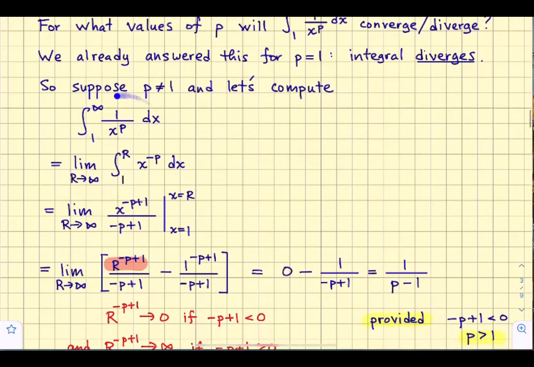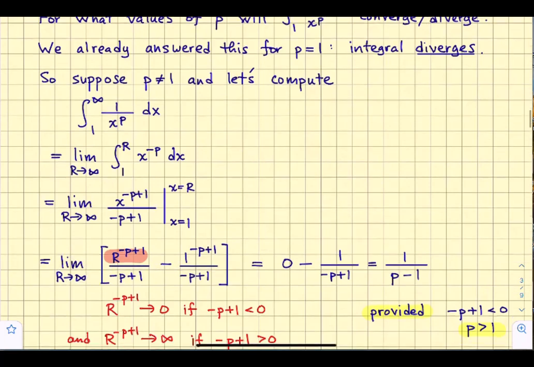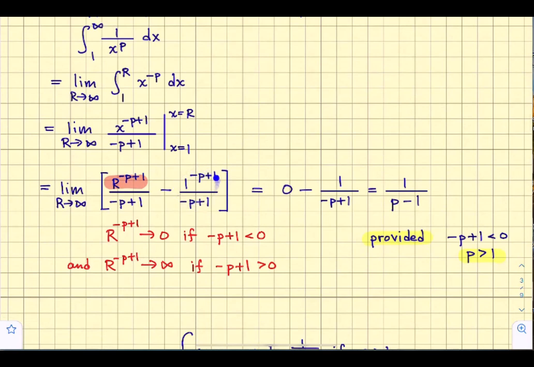Okay, so we rewrite this improper integral of the first kind as a limit of proper integrals. This is a straightforward power rule integration, so we apply the power rule, we evaluate between limits, and now we want to take the limit of this as r goes to infinity. Notice this is independent of r, so it's not affected by the limit. We really need to concentrate our analysis right here.